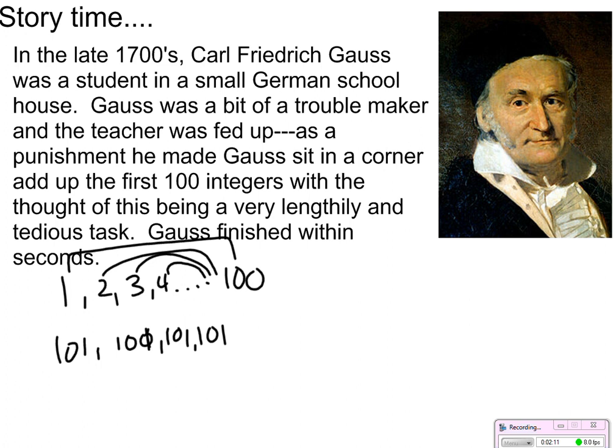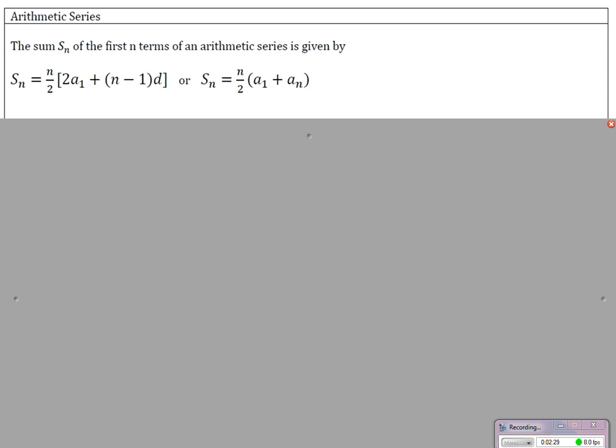So he added up 101 times 50, which still is not easy to do in your head, but it takes a lot less time than sitting there going 1 plus 2 plus 3 plus 4 plus 5 all the way up to 100. So you use what's called an arithmetic series, where you're adding over and over again. There are two formulas to use. The one on the left says if I know the first term and I know the common difference, I'm going to use that. Second one, if I know the first term and the last term, I'm going to use that.